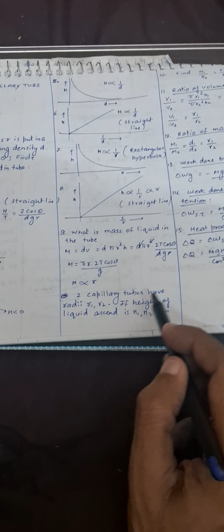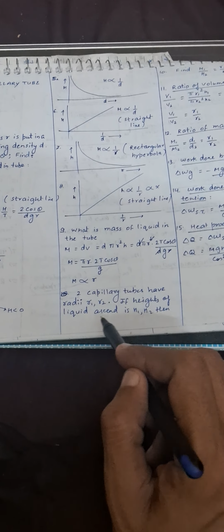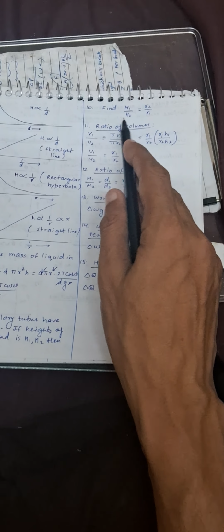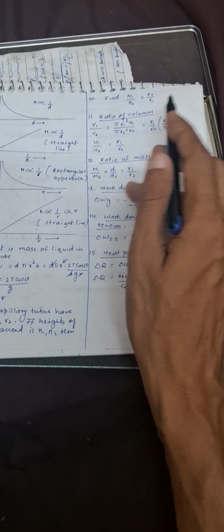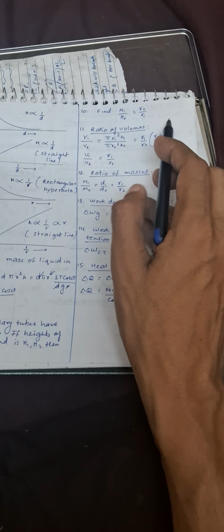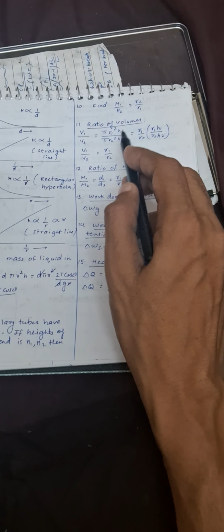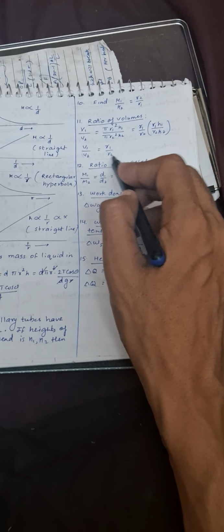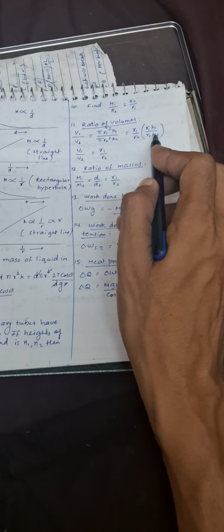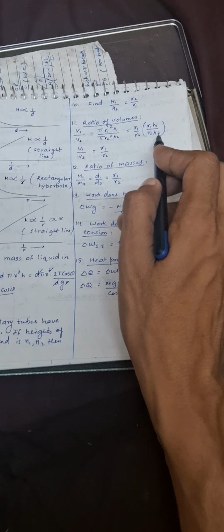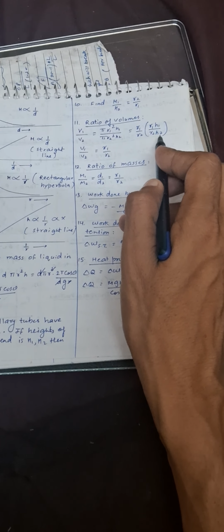Next is a question on capillary tubes of radii r1, r2, with liquid heights h1, h2. Then find, first, h1 by h2. Height is inversely related to radius, so h1 by h2 will be r2 by r1. Then we need to find the ratio of volume. Volume will be pi r1 square h1 and pi r2 square h2. After calculations, we get that r1 h1 is equal to r2 h2 for both the capillaries. That depends on the liquid only.